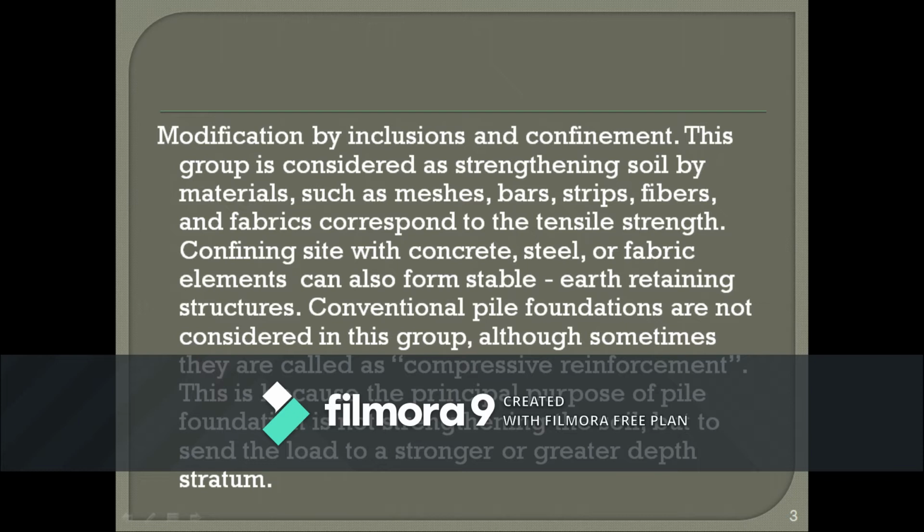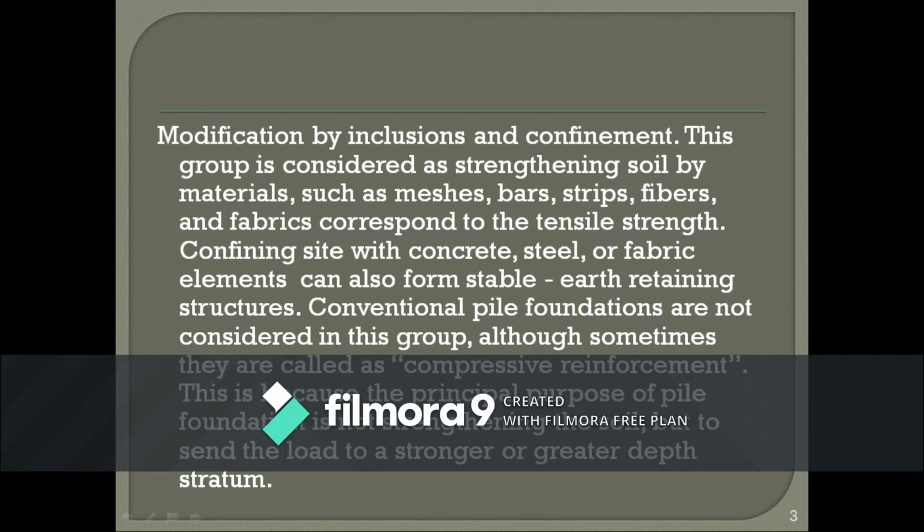This is because the principal purpose of pile foundation is not strengthening the soil but to send the load to a stronger or greater depth stratum. So whatever we are doing to increase the tensile strength of the ground, you are going to call it inclusions and confinement modification. In order to strengthen the soil, we are using different materials. What are the different materials? He is giving it as meshes, bars, strips, fibers and fabrics.